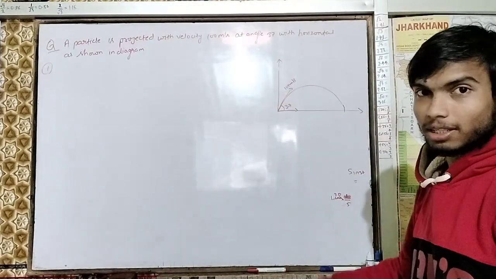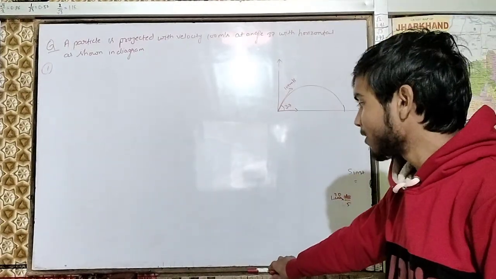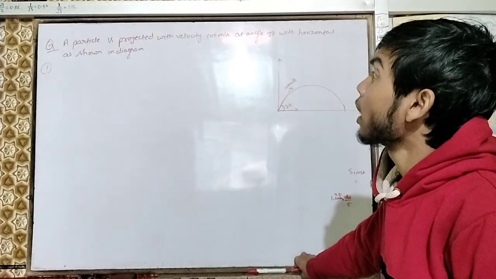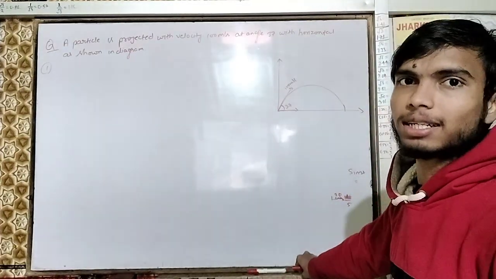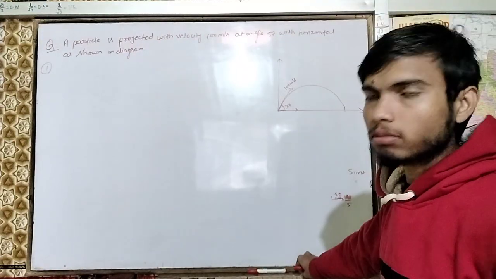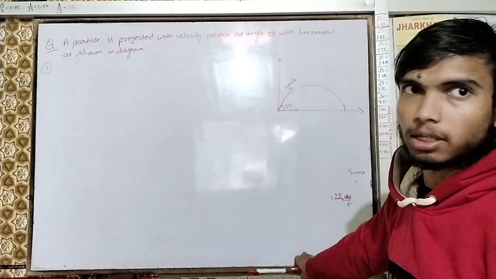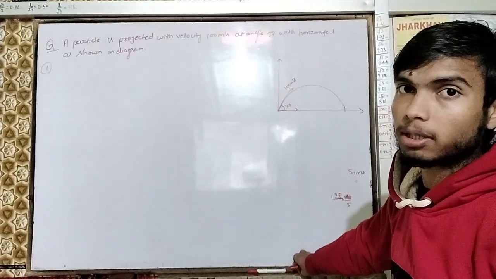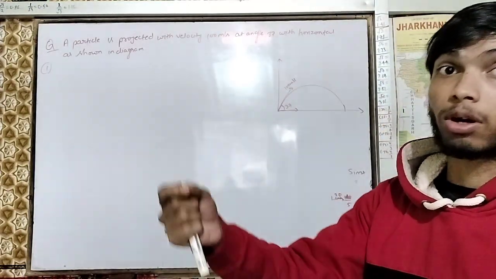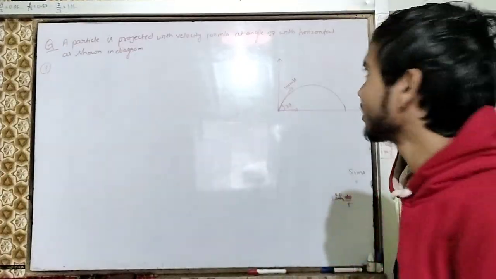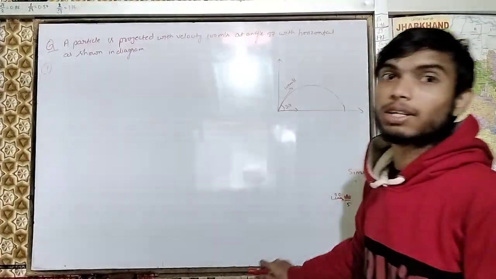There is a figure with the question. This figure is the same. A particle is projected, thrown with some velocity. The velocity is 100 meter per second. A particle is projected with the velocity of 100 meter per second, which means in 1 second it covers 100 meters.